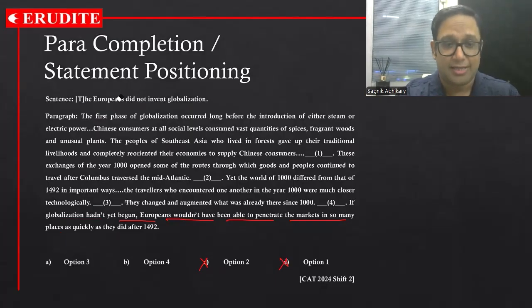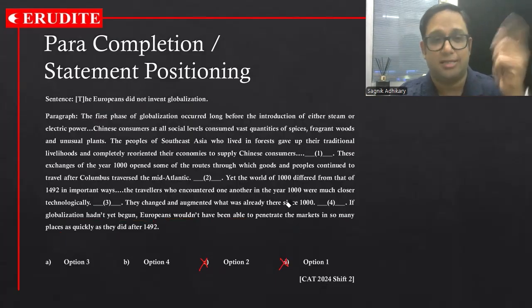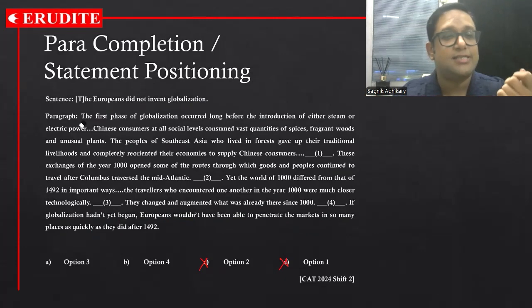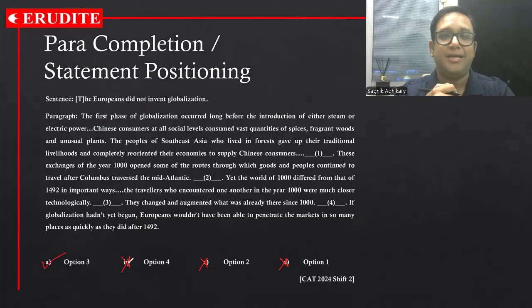So blank 3 has to be filled by the subject, the Europeans, from the given sentence, which means that the given sentence has to fit in blank 3. We can rule out option B. The correct answer is option A.